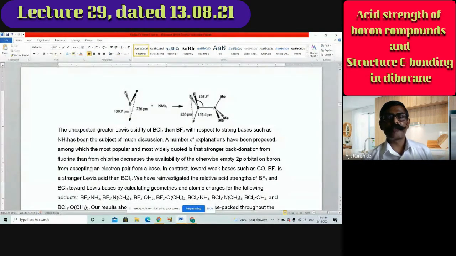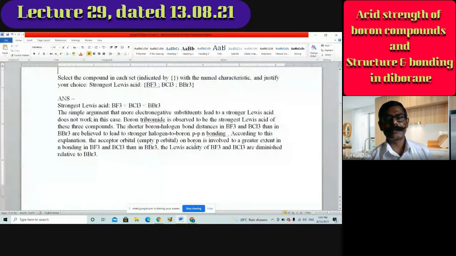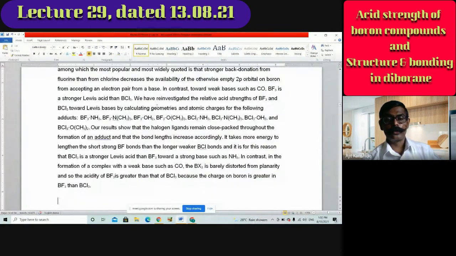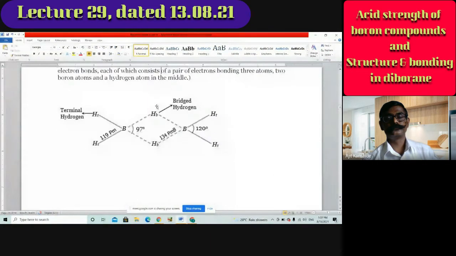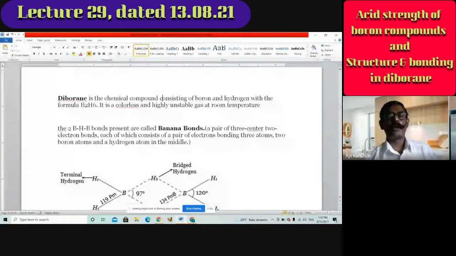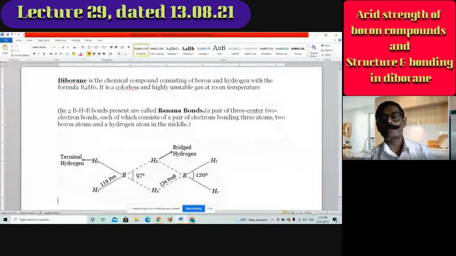Okay, so the sequence of acidity that I represented: BF3 is weak, then BCl3, then BBr3. These notes I'll provide to you. I'll upload them in Google Classroom. Afterwards, we need to study such electron deficient compounds where banana bonds are there.